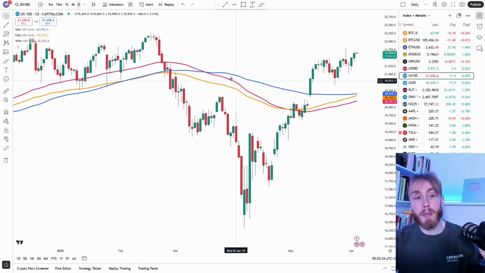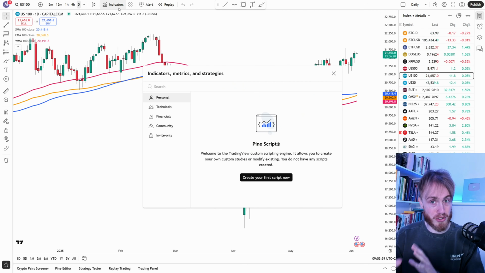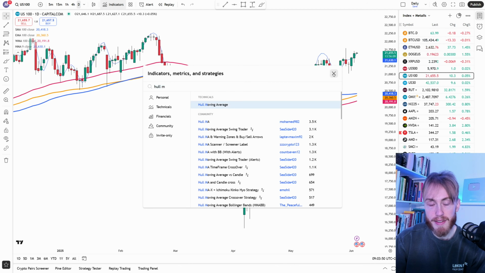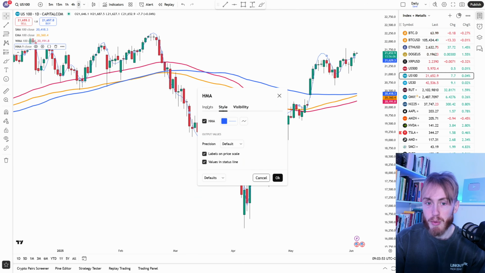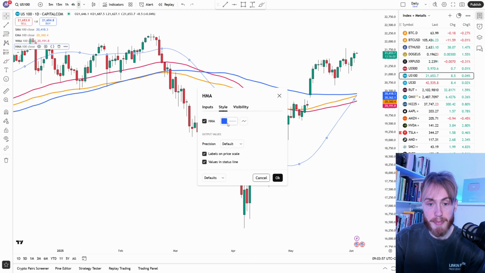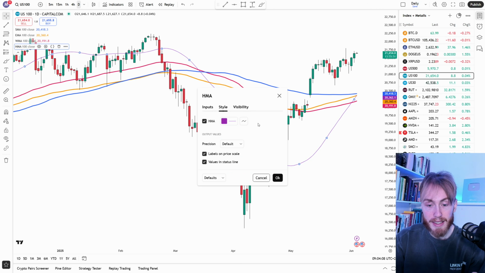All right, so now let's open up the Hull moving average in TradingView, and now you are going to start to see a big difference. So let's search here for Hull moving average right there. We open it up, and just like with all other moving averages, we do want to change this one to 100 so we get the same length as all the others. And let's change the color here. What colors do we have left? Maybe purple, like that, and also make it bigger.